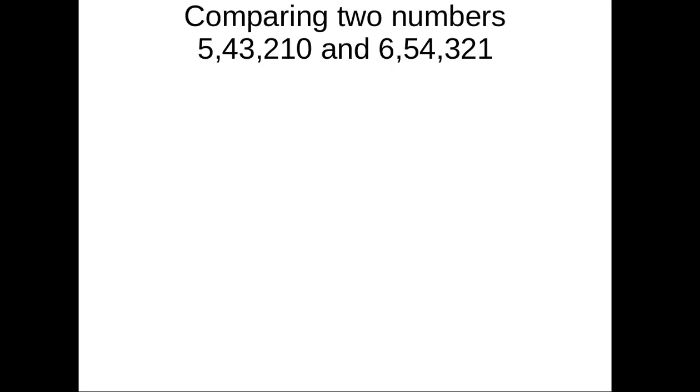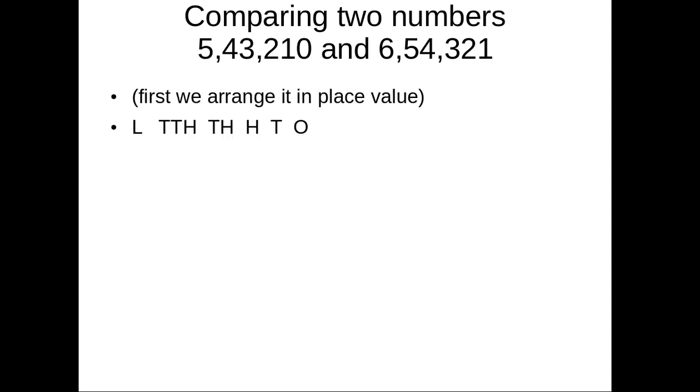Now see here, comparing two numbers. Suppose we are going to compare two numbers, that means 5,43,210 and 6,54,321. Let us first arrange them by their place values: lakh, 10,000, 1,000, 100, tens and ones. Then we plot the number 5,43,210 according to place value. 5 is in the lakh place, 4 is in the 10,000 place, 3 is in the 1,000 place, 2 is in the 100 place, 1 is in the tens place, and 0 is in the ones place. So the value will be 5,43,210.